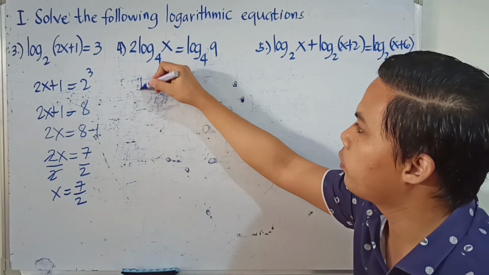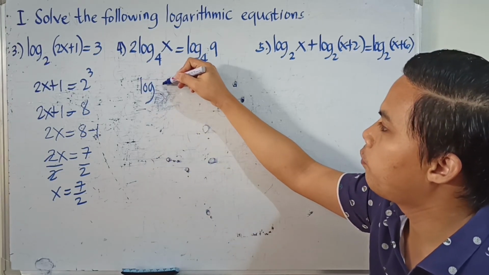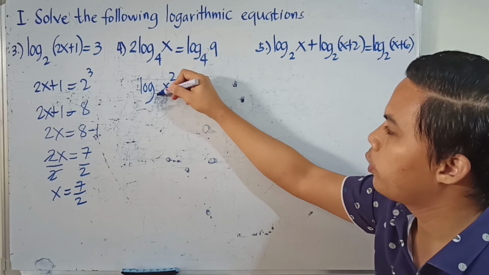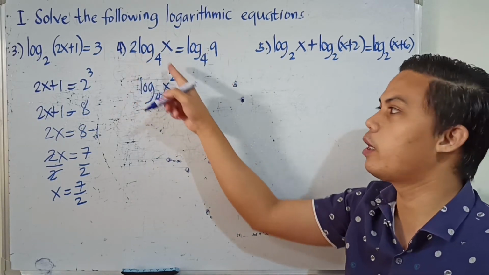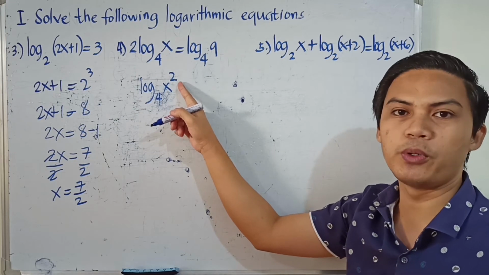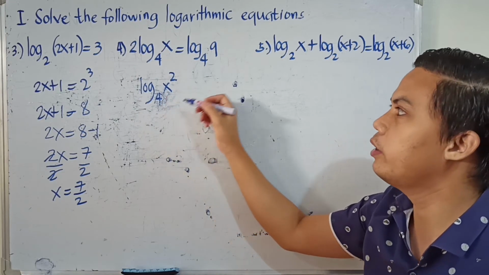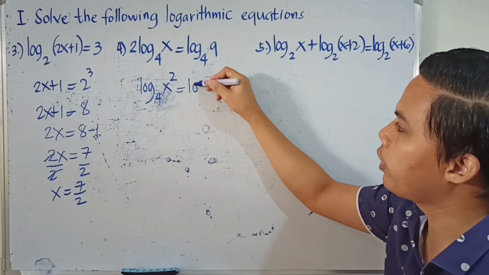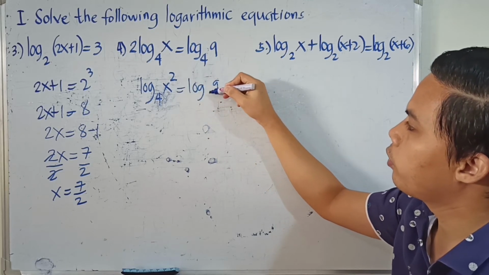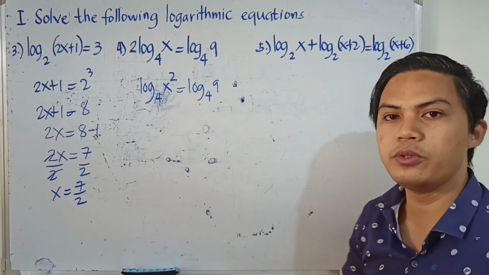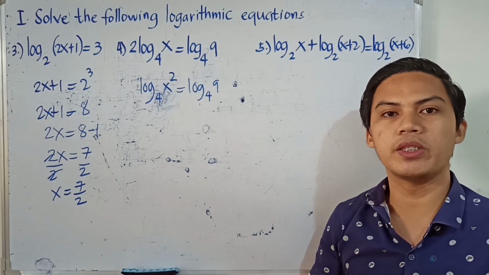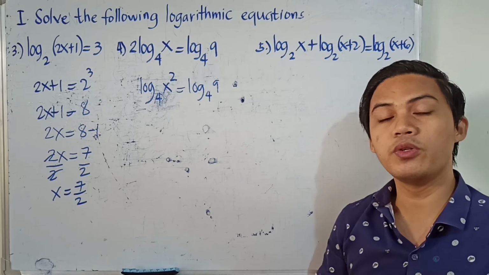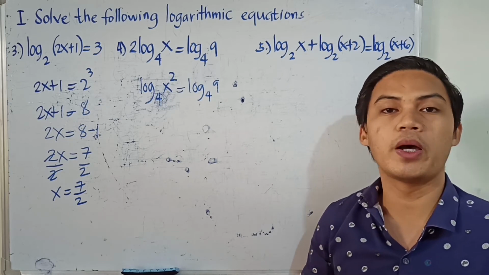So we have the logarithm of x squared to the base 4. Again, the numerical coefficient 2 becomes the exponent of the argument. And we just bring down what's on the right, the logarithm of 9 to the base 4. Now notice that on both sides of the equation, the bases are the same. So this time, we're going to make use of another property. We call this one equality.